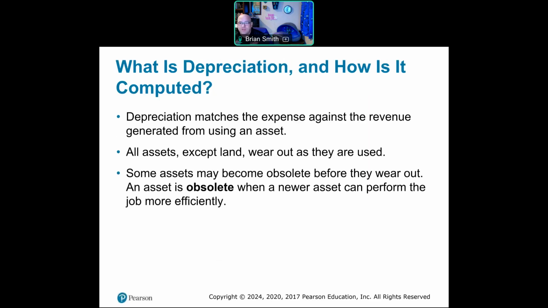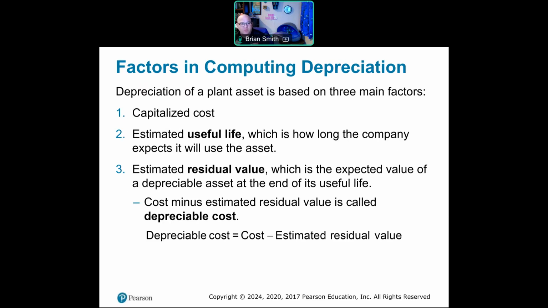Okay, let's talk about straight line. This is really where the meat and potatoes are of this chapter. How do we calculate what we need to expense? First, we're going to need to know the amount we're capitalizing, how much we're going to depreciate. We need the useful life. We need the residual value. If I say salvage value, I mean residual value.